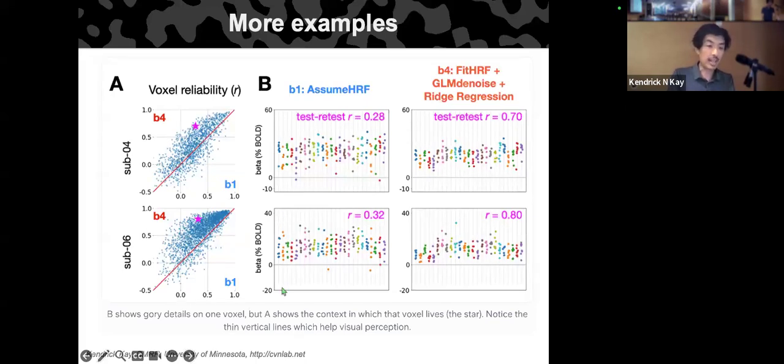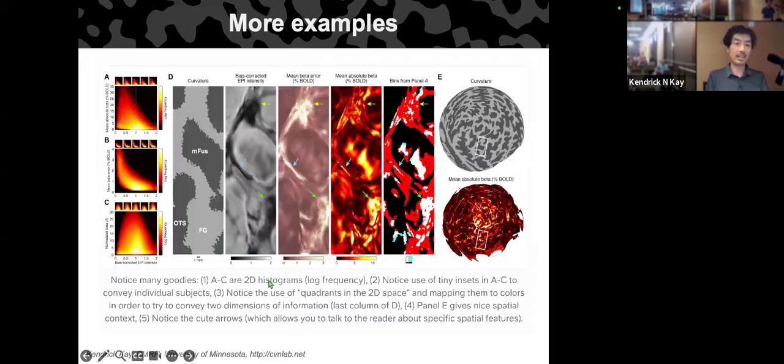There are little vertical lines to help you see these are stimuli. Notice the Y ranges are deliberately chosen to be the same so that you don't have to exert more mental load to interpret the Y axis. They're actually the same. Okay, moving on. Another example.